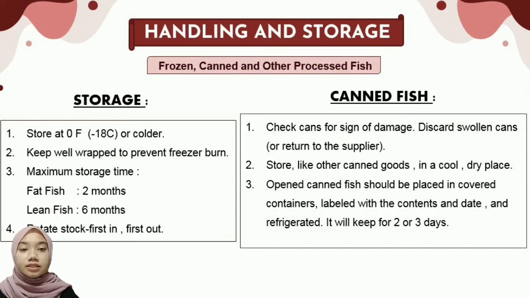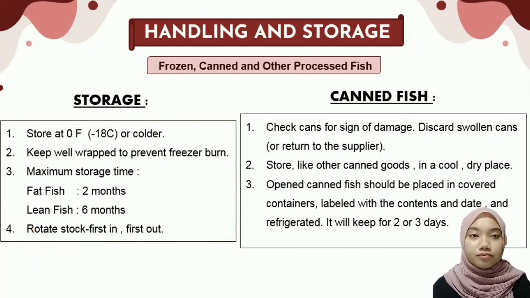Storage. First, store at 0 degrees Fahrenheit, negative 18 degrees Celsius, or colder. Second, keep well wrapped to prevent freezer burn. Third, maximum storage time for fat fish is 2 months, for lean fish is 6 months. Rotate stock, first in, first out.